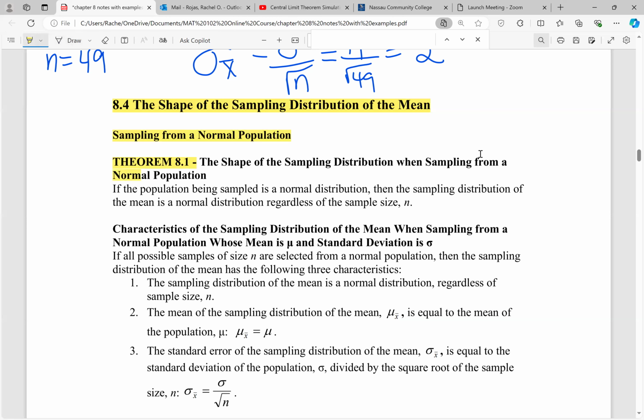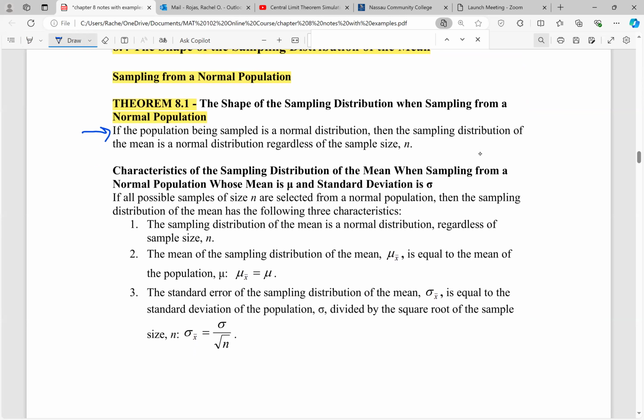So if we sample from a normal population, from a normal distribution, then the sampling distribution of the mean x bar is also going to follow a normal distribution, regardless of the sample size. And following are the characteristics of the sampling distribution of the mean when we sample from a normal population, whose mean is mu and whose standard deviation is sigma.